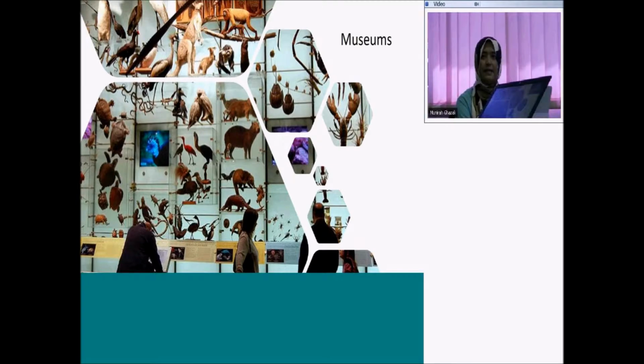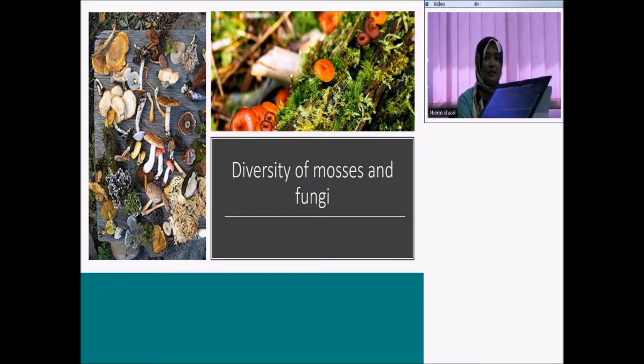And not forgetting the little things, for example, mosses and fungi. So it's not just about big trees and big animals. We are also talking about small trees, small plants, and also organisms like mosses and fungi. These are also very important, especially in our forest ecosystem.